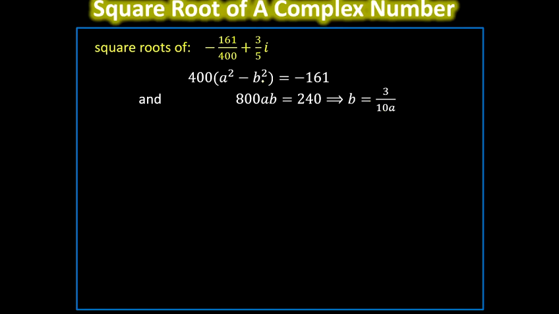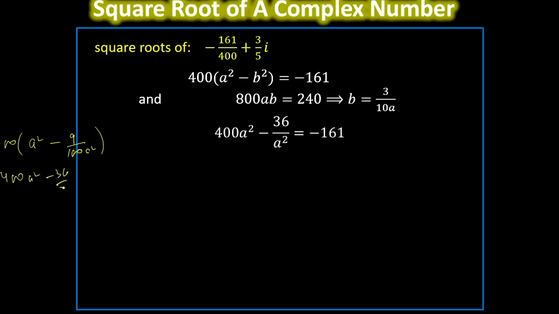Substitute the value of b here: 3 square is 9, 10 square is 100, and then open the bracket. You want me to solve 400 with this a square minus 9 over 100 a square. If you open the bracket, you get 400a square, 4 and 00 cancel out, 4 times 9 is 36 over a square. You see the same is there.